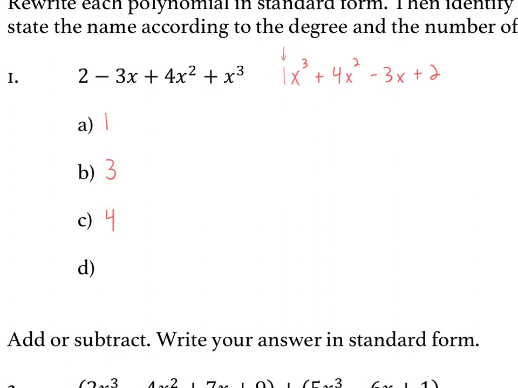All right, and then the name. The fact that the degree is 3 means it's a cubic. So start off with the name for the degree. And the fact that there's 4 terms, we'll just call it a polynomial. 4 or more terms is always a polynomial.